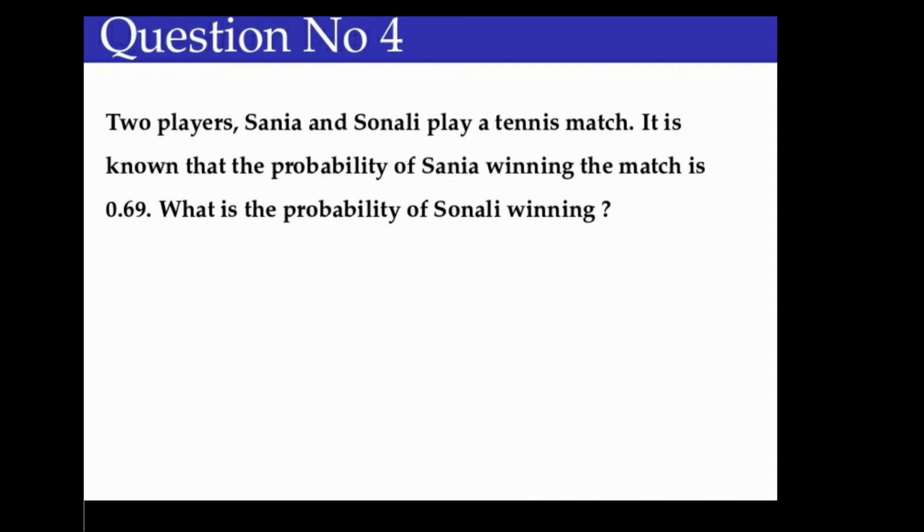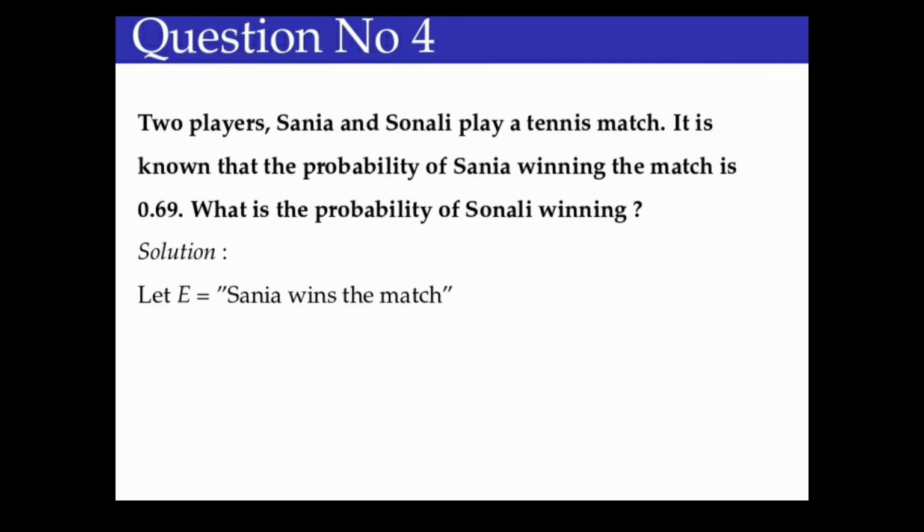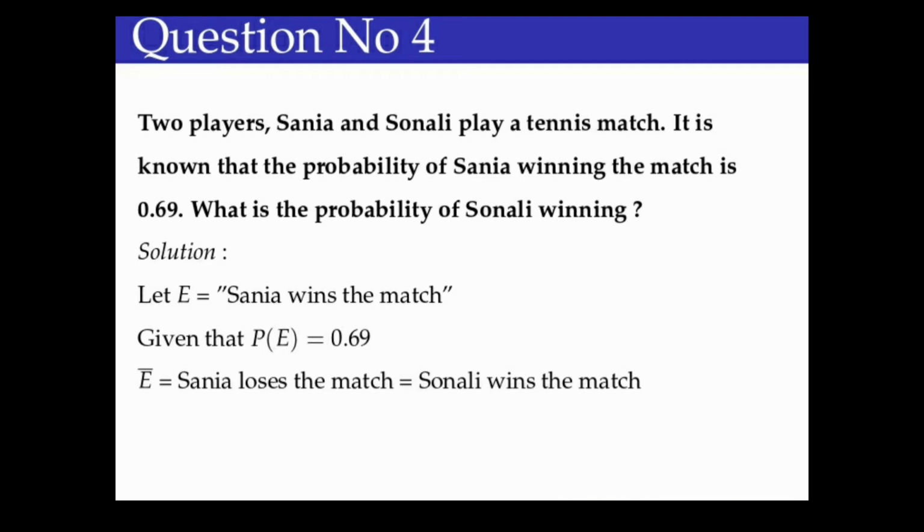which is P(E bar) equal to 1 minus P(E). Now here in this problem, the experiment is the tennis match. Two players are playing a tennis match. So we let the event E equal to Sania wins the match. And we know that the given probability P(E) equal to 0.69. It is given in the problem. Now E bar is what? It is the complement event of the event E, which is nothing but Sania loses the match. So the complementary event is nothing but just the opposite of the event. That means Sania loses the match.